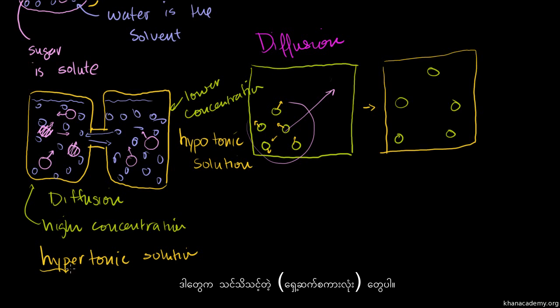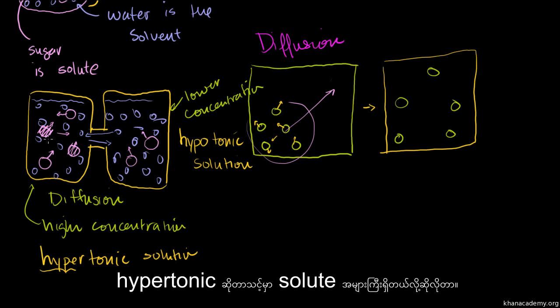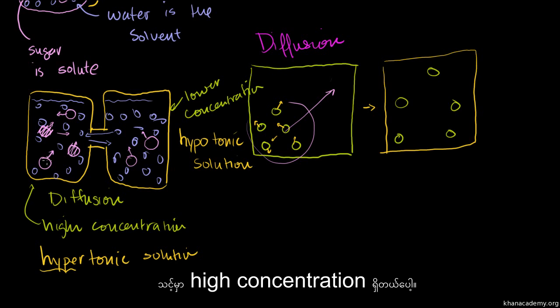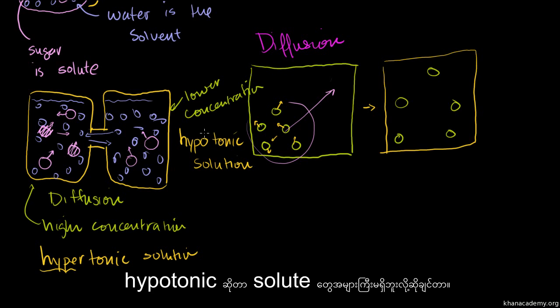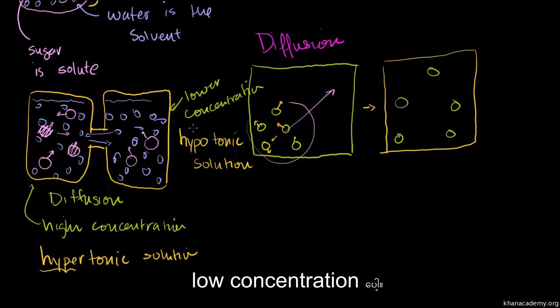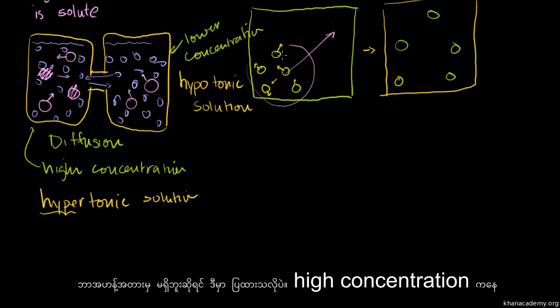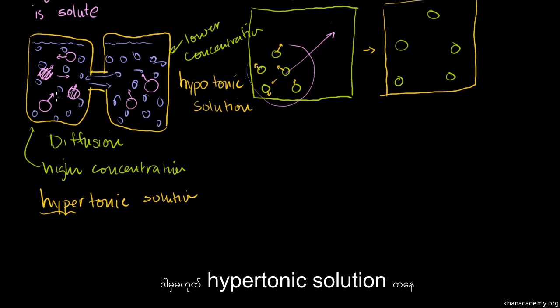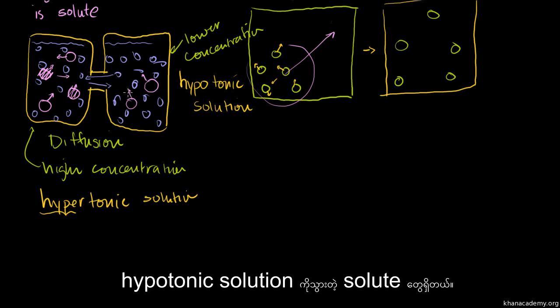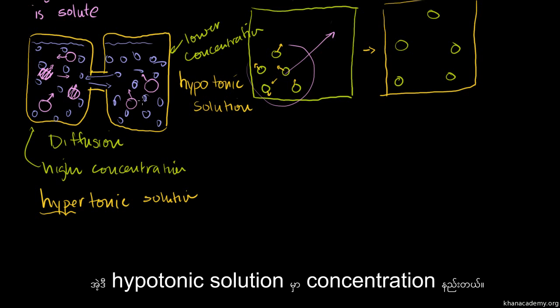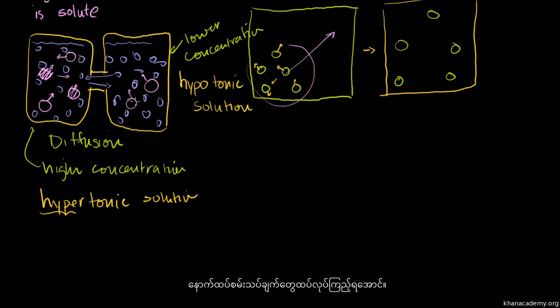But these are just good prefixes to know. Hypertonic, you have a lot of the solute, so you have high concentration. And in hypotonic, not too much of the solute, so you have a low concentration. These are good words to know. So in general, diffusion, if there's no barriers to the diffusion, like we had here, you will have the solute go from a high concentration or hypertonic solution, if they can travel, to a hypotonic solution, where the concentration is lower. Now, let's do an interesting experiment here.